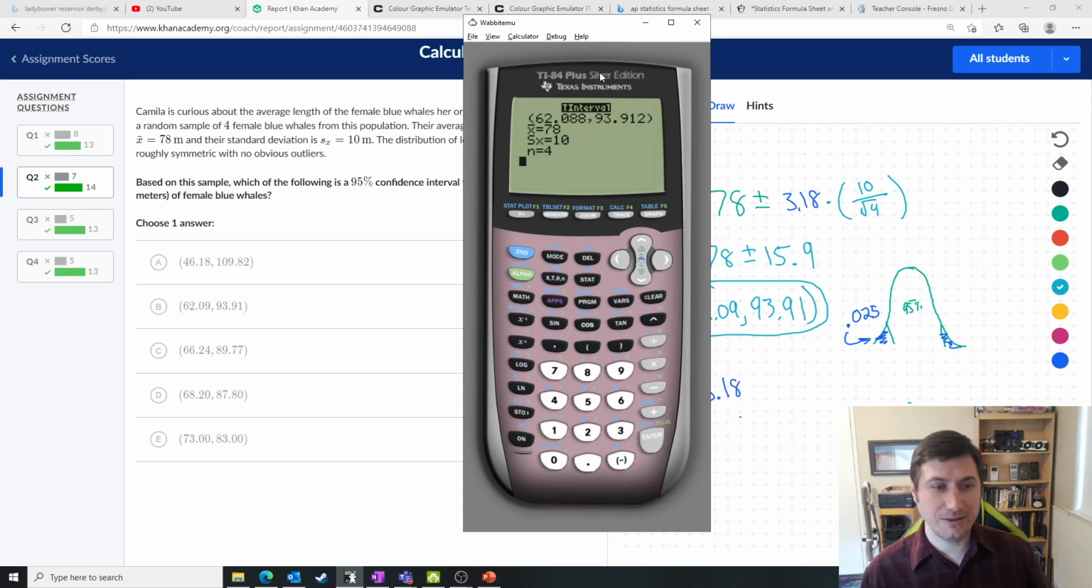Thinks for a while, and there we have it. 62.09, that rounds up, perfect. And 93.91, exact. So there you go. If you know what it's called, it's much easier to find. Hopefully that makes some sense there. For sure.